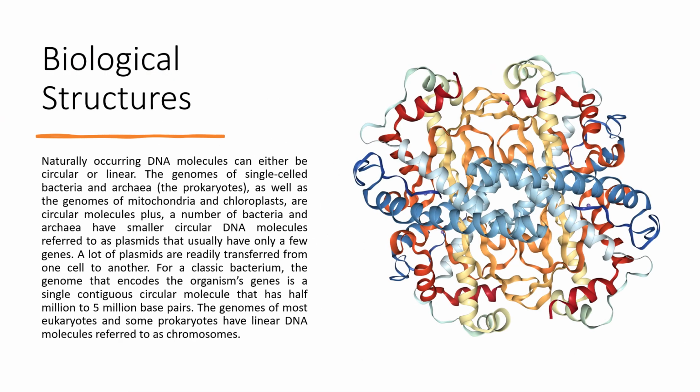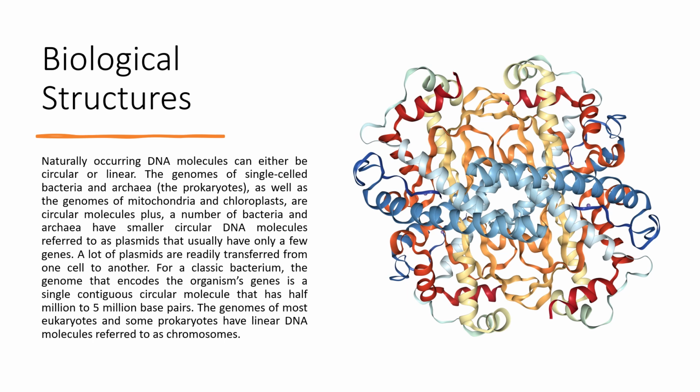Now, in terms of biological structures, we know that naturally occurring DNA molecules can either be circular or linear. The genomes of single-celled bacteria and archaea, the prokaryotes, as well as the genomes of mitochondria and chloroplasts, are circular molecules, plus a number of bacteria and archaea have smaller circular DNA molecules referred to as plasmids that usually have only a few genes. A lot of plasmids are readily transferred from one cell to another.